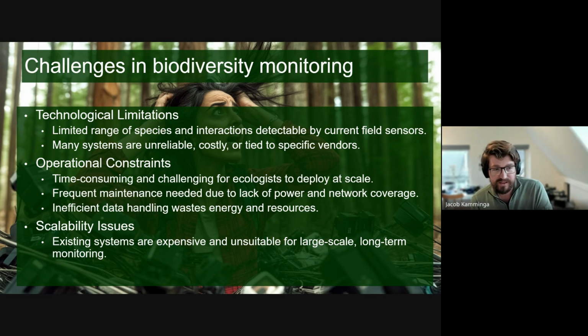Many existing systems, especially when we started this two or three years ago, are still unreliable or very costly or very tied to specific vendors. For example, they don't integrate with Arise yet. There's a lot of operational constraints. It can be very time consuming and challenging to deploy them at scale. They often need frequent maintenance. For example, due to lack of power or network coverage, this is very expensive in terms of time, but also limits the scaling of it, especially for long-term monitoring. Also, inefficient data handling wastes energy and resources.